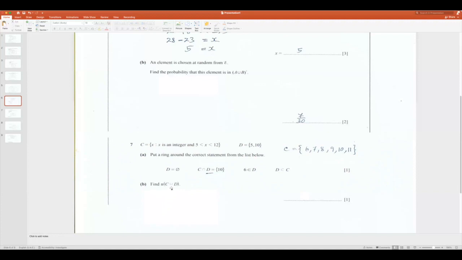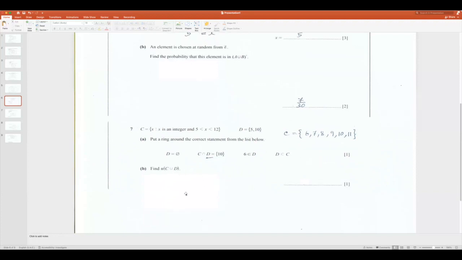Find n of C union D. We can draw this first in a Venn diagram. C is 6, 7, 8, 9, 10, and 11. D is 5, 10. Now, 10 is common. So we have to find the value of C union D. C union D, how much? 1, 2, 3, 4, 5, 6, and 7.